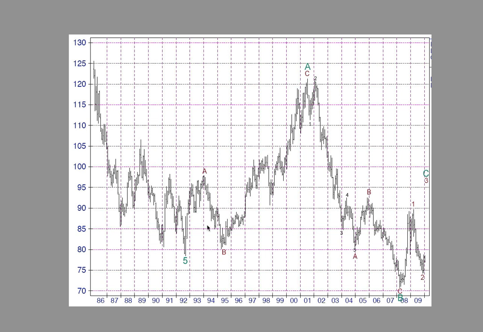Because wave A was a 3-wave structure, and because wave B, which is always a 3-wave structure, in this instance reaches below the start of A, this is called an expanded flat correction. And usually with an expanded flat correction, C wave is a long, strong wave that reaches well beyond the end of wave A. So what that means, in lay terms, is we can expect the dollar to see continuous rises over the next few years with little shorter falls than the rises in between.